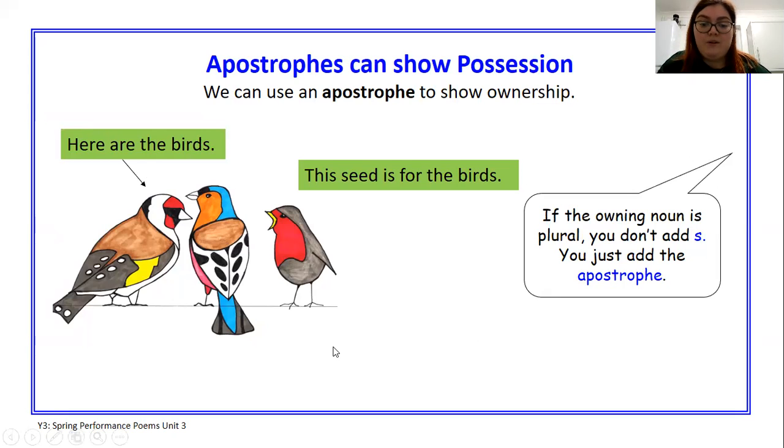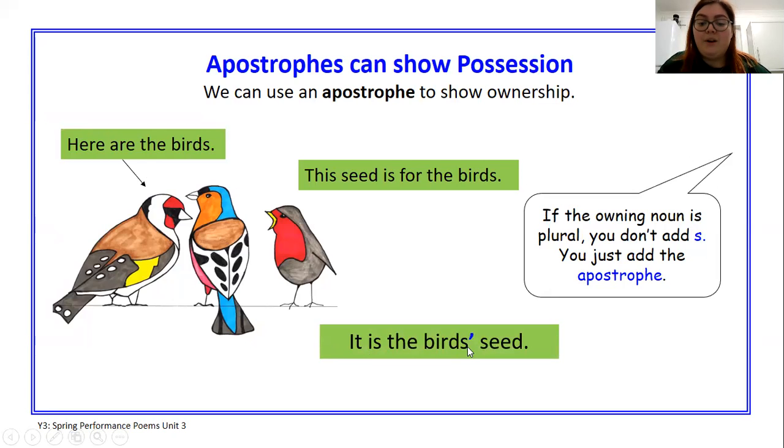So the sentence we want is, it is the birds' seed. The seed belongs to the birds. Now look at where the apostrophe is now. It is at the end of the plural word that already ends in S. So we just add an apostrophe. You don't add another S. Otherwise, it wouldn't make sense. It would say, it is the birds's seed. We don't say the birds's seed. It is the birds' seed. So the apostrophe goes at the end where the S is.